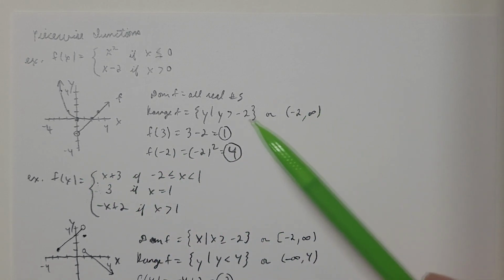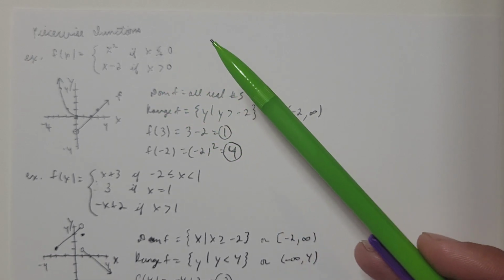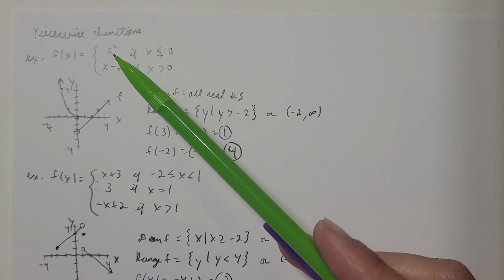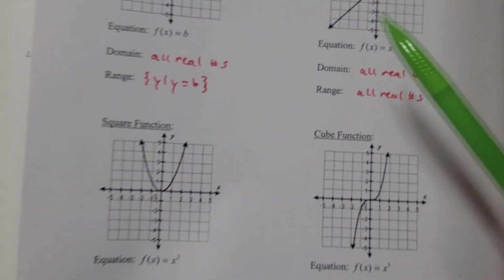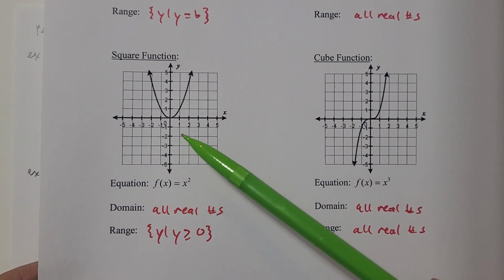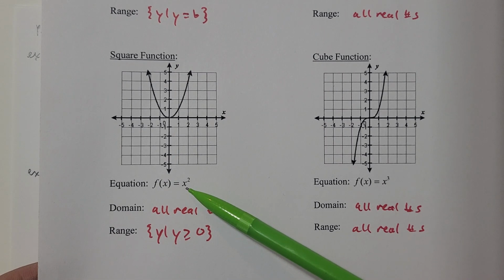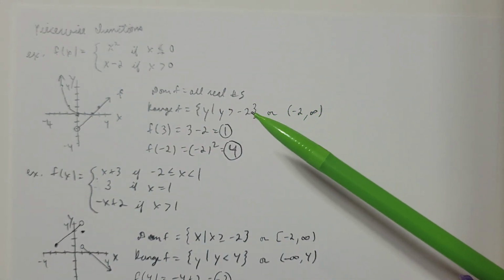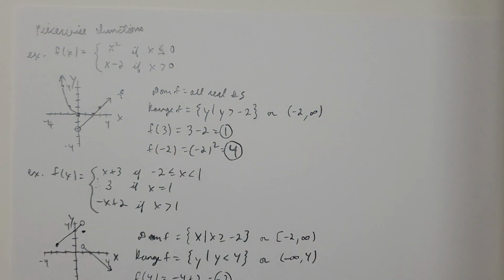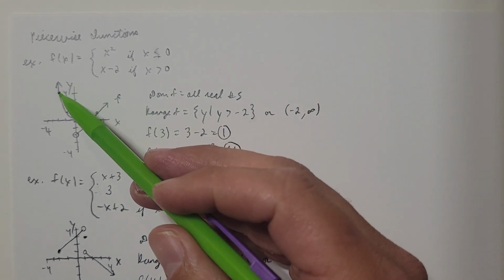The first part is where I have y equals x squared. Y equals x squared is the square function. We looked at that in the last section. It's a parabola centered at the origin facing upward. So I would begin by graphing that parabola.